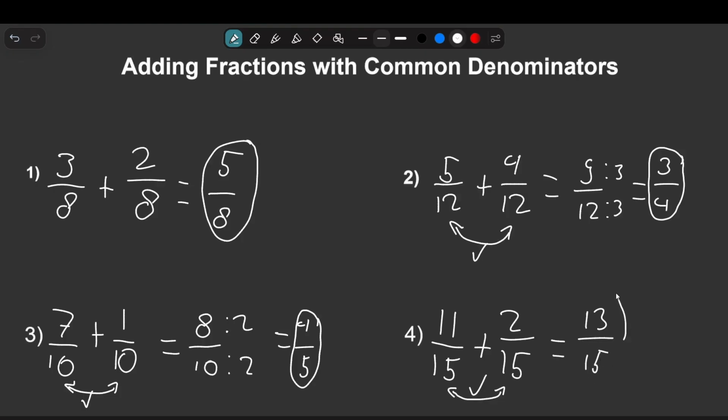For this one, we don't have any common factor we can use to simplify, so this will just be our final answer, 13/15. So this was basically the video, guys. I hope this served as a little bit of a refresher, or taught you something new about adding fractions. So I hope you enjoyed the video.